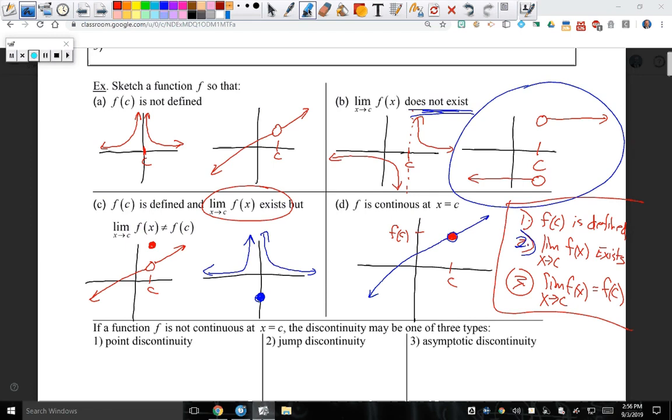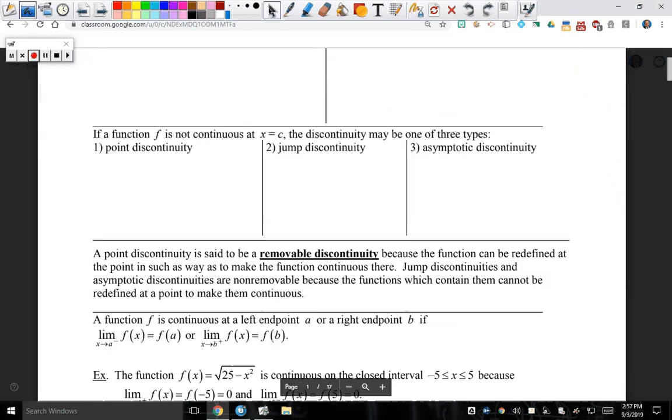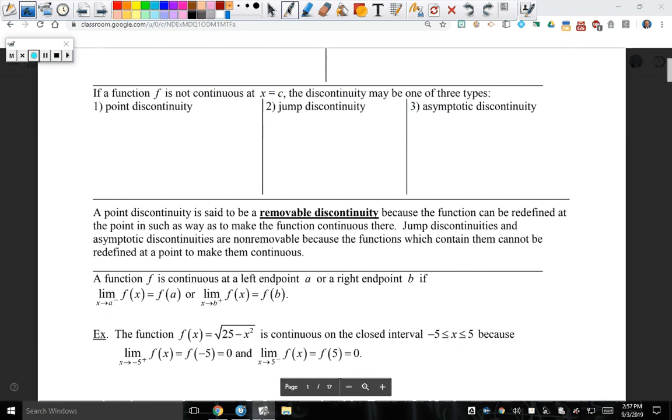Okay, so visually, here we go. F of c is defined. Here's the y value. The limit exists. It's right here. And the fact that they're equal to the same value shows that it's continuous. It's continuous at c. Cool? Okay. Here we go. So let's do a point discontinuity, a jump discontinuity, and an asymptotic discontinuity. So real quick, we'll do one example of each.